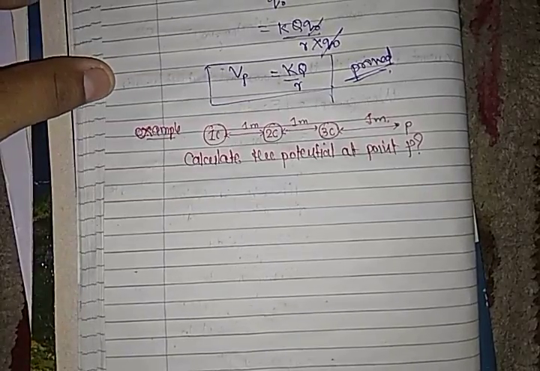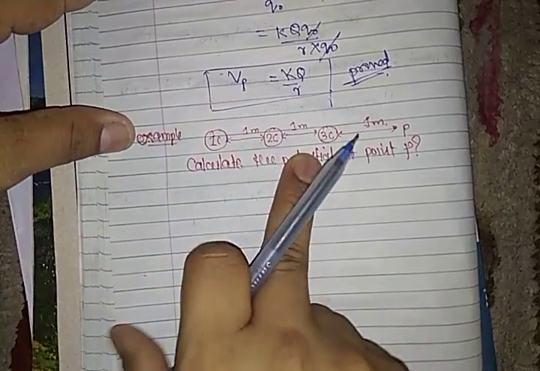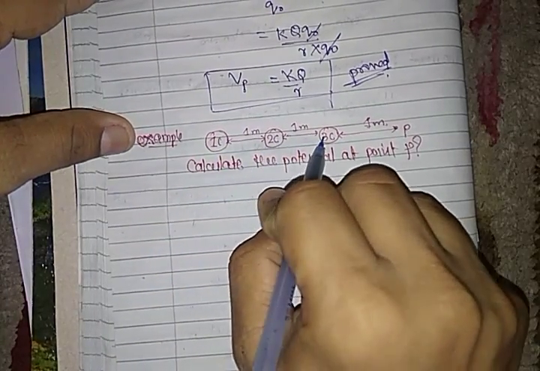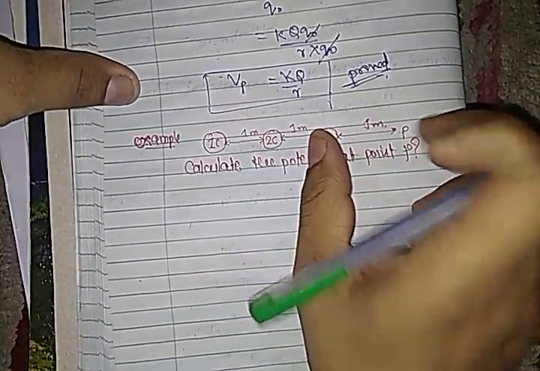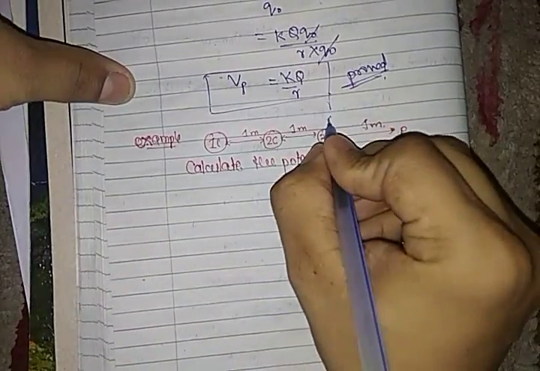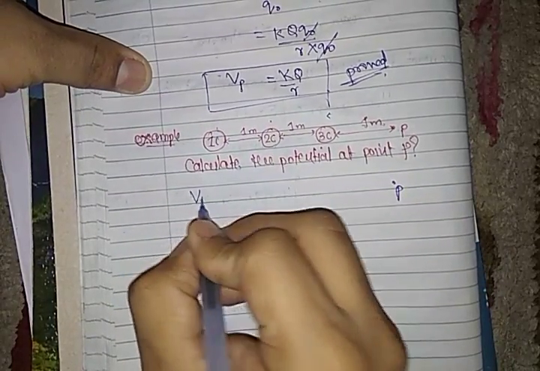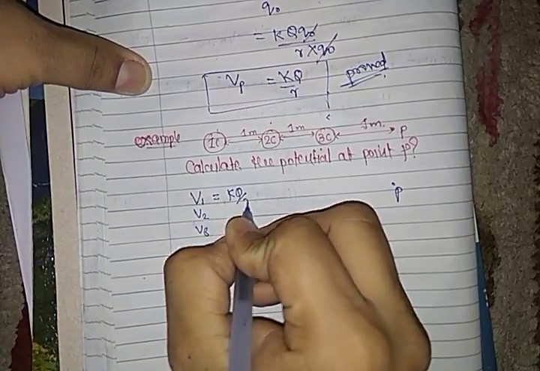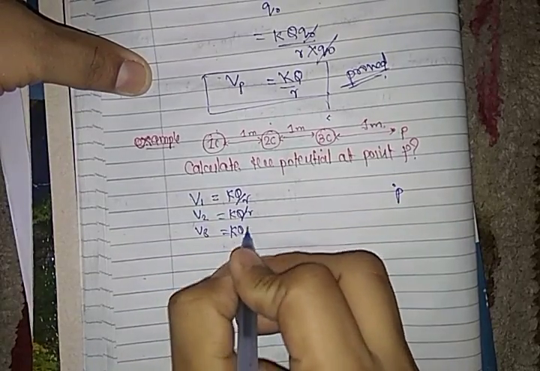Now students, let us see one example and you will understand. Suppose we have 3 charges: one is 1 coulomb, the other is 2 coulomb, and the next is 3 coulomb. We want to calculate the potential at point P. At point P we have 3 potentials, because of the first charge, the second charge, and the third charge: V1, V2, V3. The formula is k q by r for each.